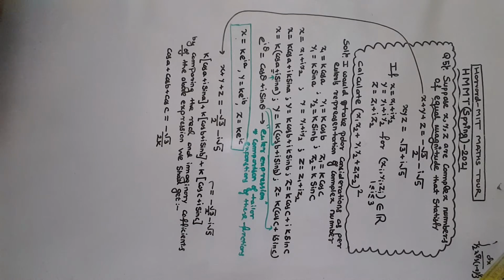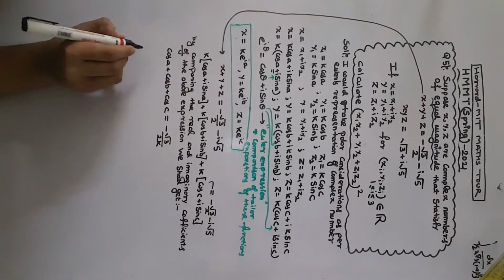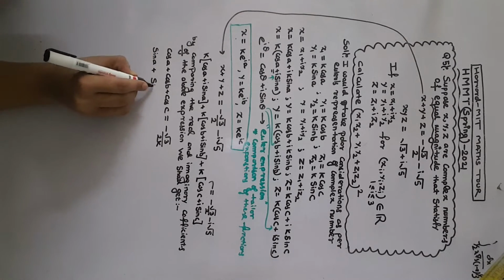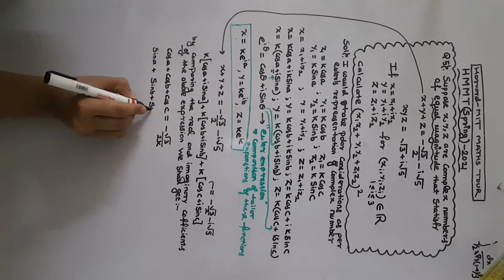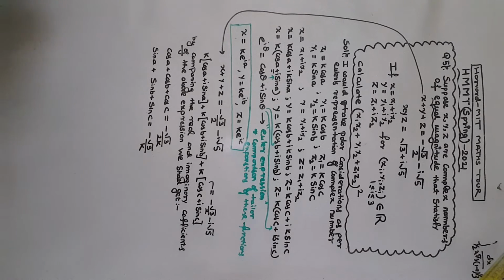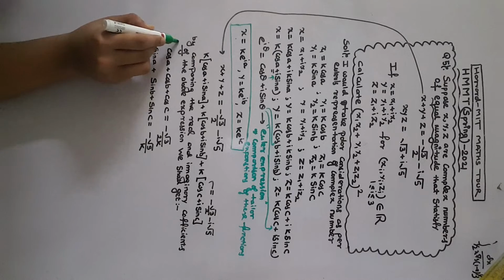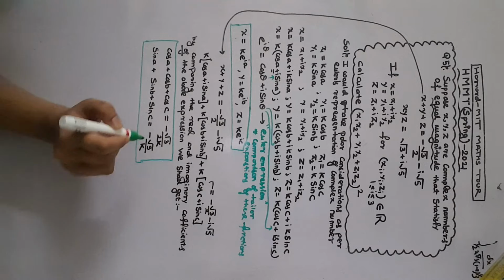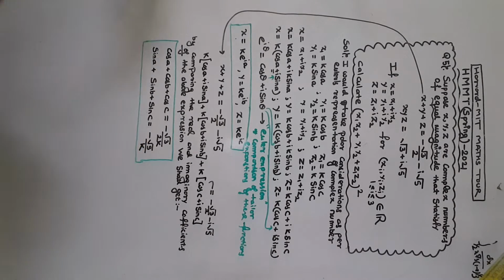Okay, this is the first thing. And sine A plus sine B plus sine C is equal to negative root 5 by k. We need to take this into our utmost consideration. So this is also important, that's why I'm highlighting this in green. There's a significance of anything that I do.